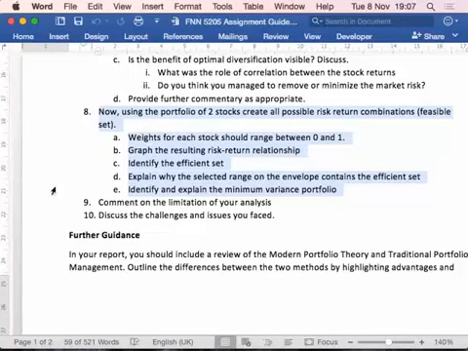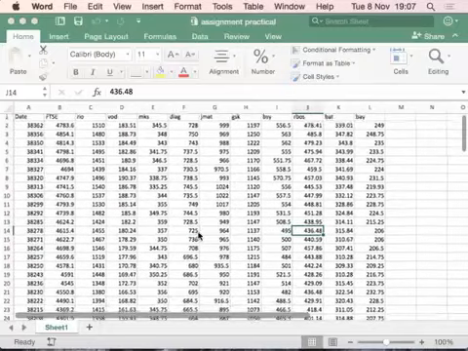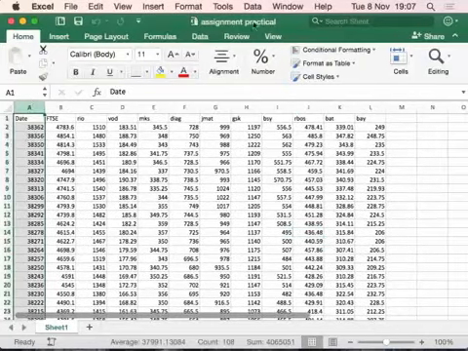Okay, thank you. Right, let's go and do it. This is what I downloaded previously. This is the date. Sorry, I'll have to change them to date now.